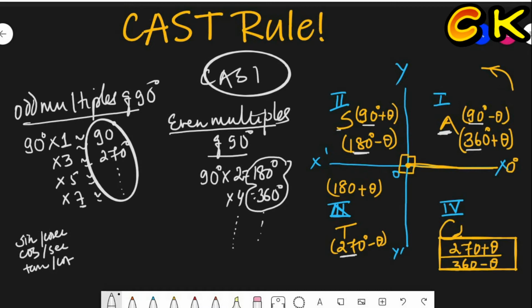Now for the second quadrant: if any angle lies in the second quadrant, then S stands for sine and its reciprocal, cosec.